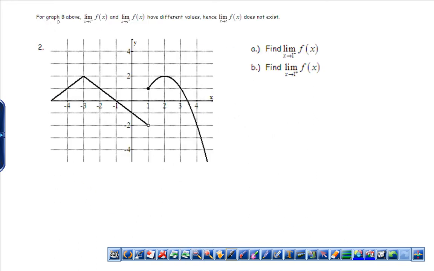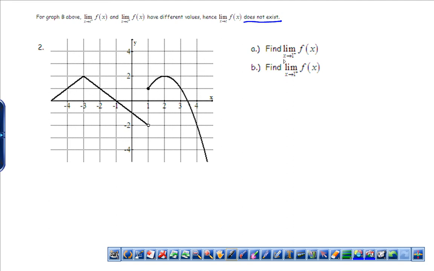From graph B from above, as you approach from the left side and from the right side, you have different values. Hence, as x approaches c, the limit of your function does not exist. So basically it has to equal the same thing or it will not exist.